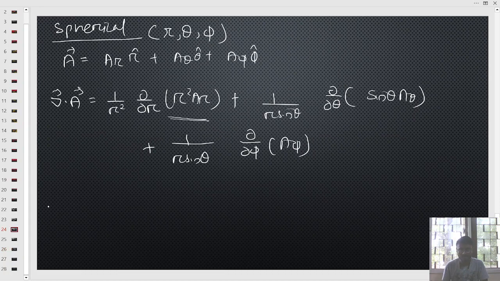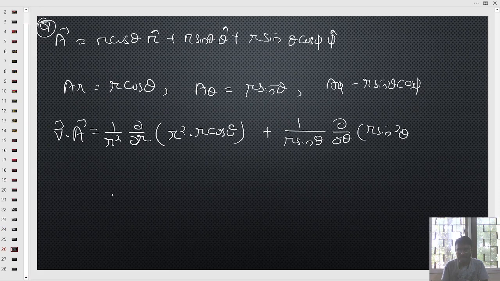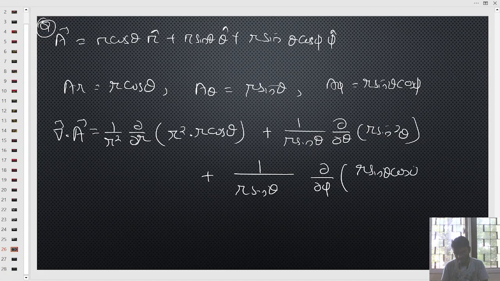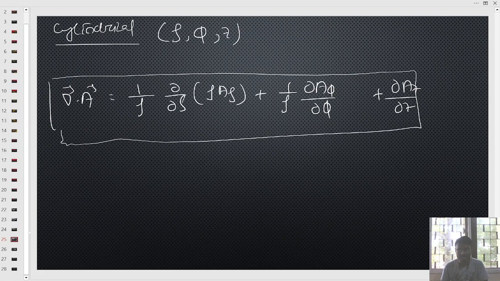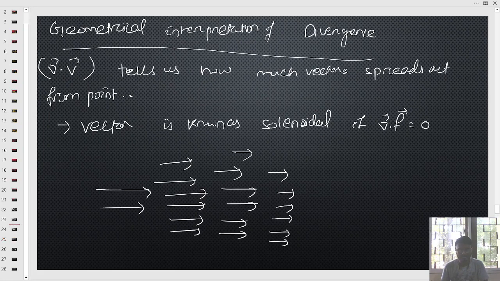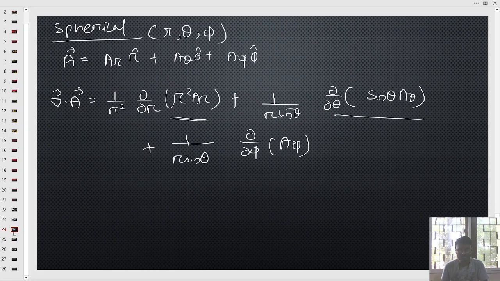See the formula. Here I have written sin theta into A theta. Your A theta was r sin theta, so multiplied with sin theta, it will become r sin square theta, plus 1 upon r sin theta, del upon del phi into r sin theta cos phi, isn't it? See the third component, what was that? The third component is simply 1 upon r sin theta into del by del phi into A phi.